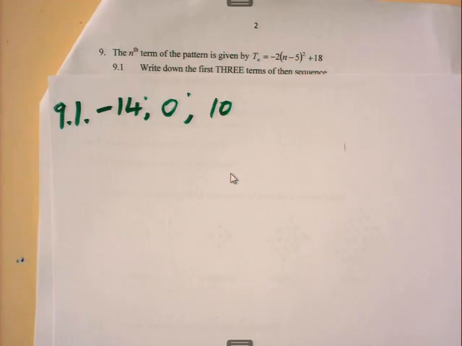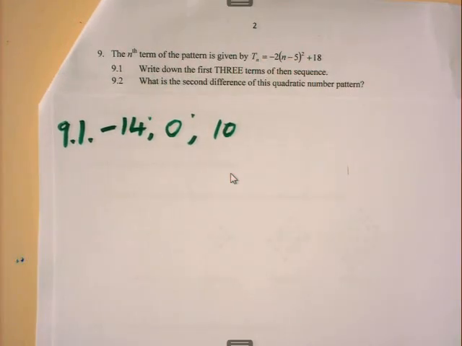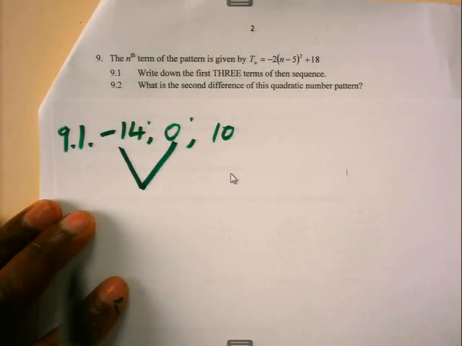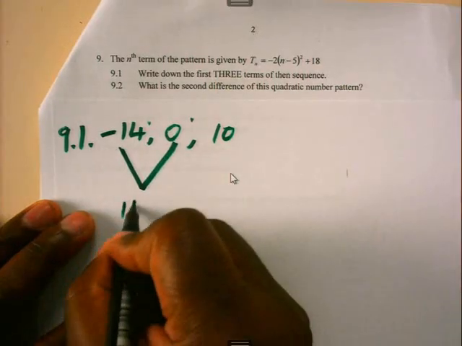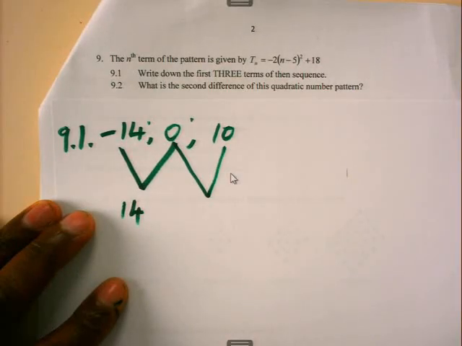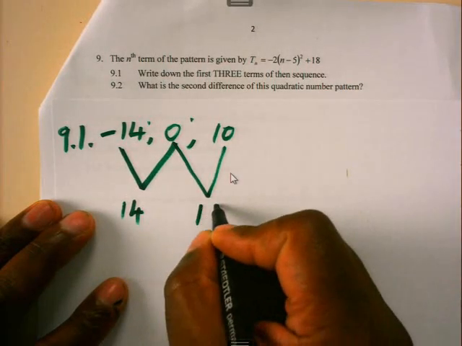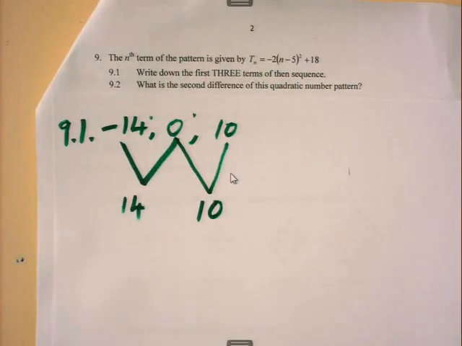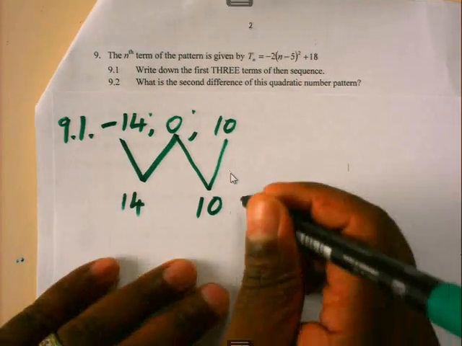Let's check 9.2. What is the second difference of this quadratic number pattern? All we have to do is determine the first difference, and then determine the second difference. 0 minus negative 14 gives you 14. 10 minus 0 is 10. This is the first difference.